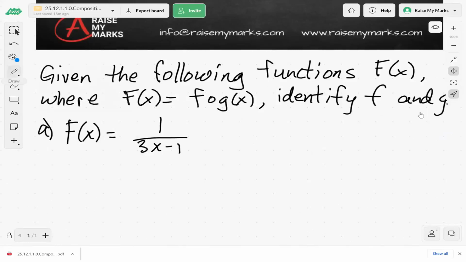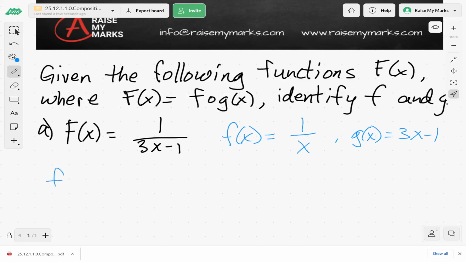All right, so our function F of x is 1 over 3x minus 1. So what could our two functions, little f and little g, be? So if we were to take little f to be 1 over x and little g to be 3x minus 1, I wonder if we'd get F of x, 1 over 3x minus 1.